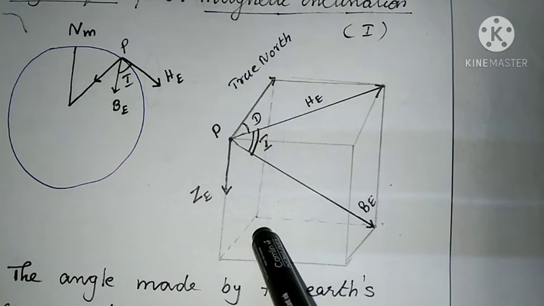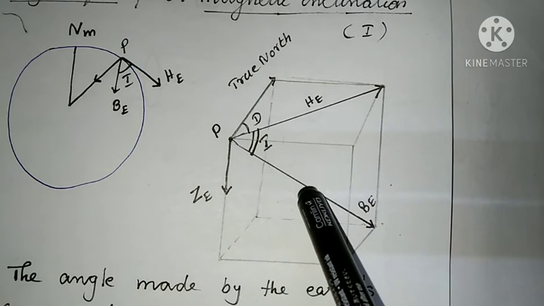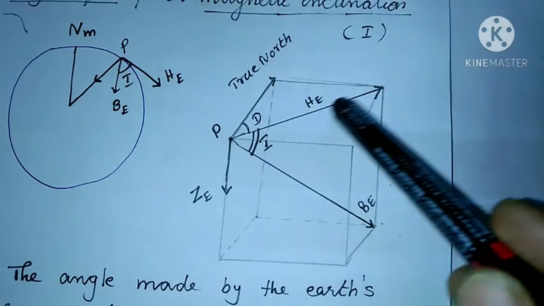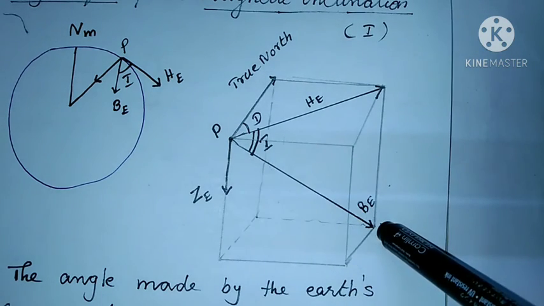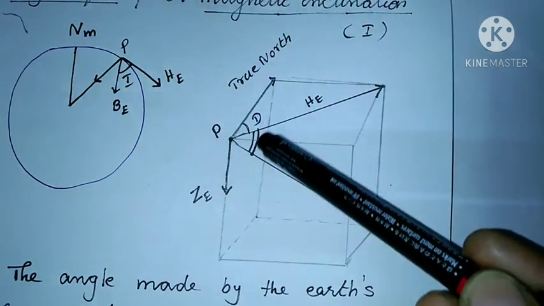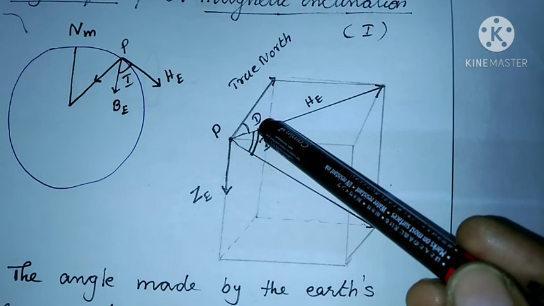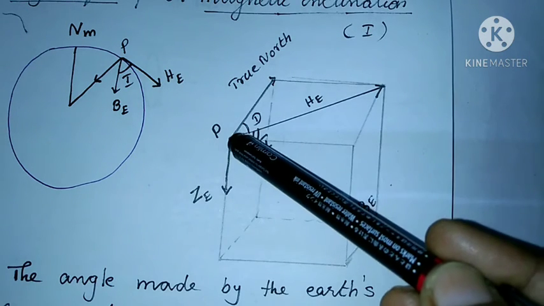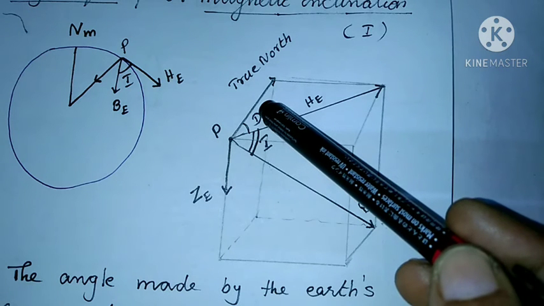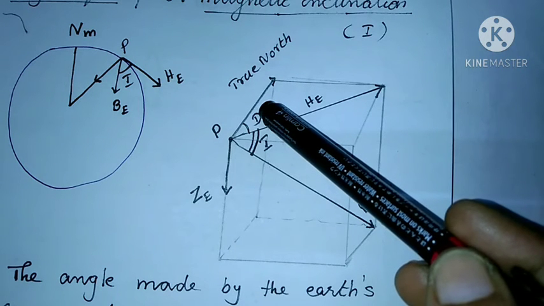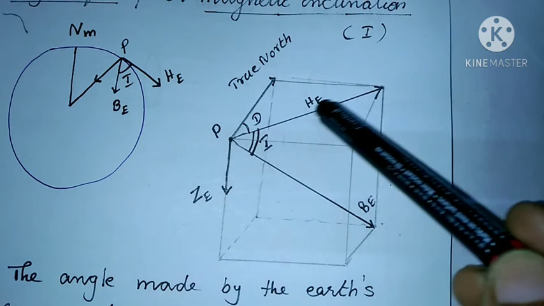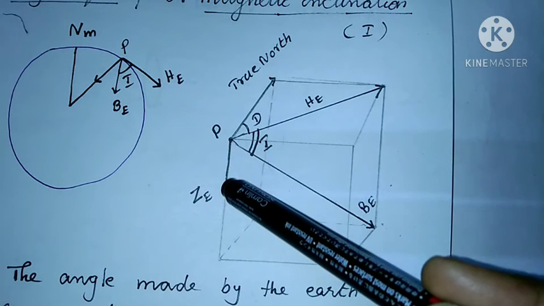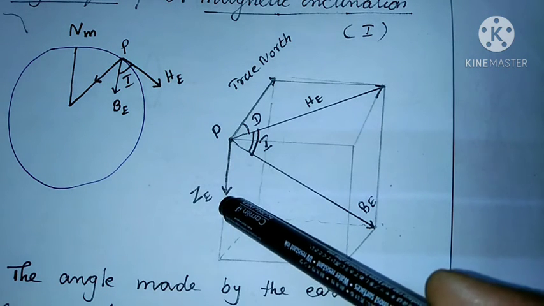This figure shows the angle of dip and angle of inclination. Here this is the true north, and the angle between the horizontal and the total magnetic field of the Earth is known as the angle of dip or the magnetic inclination. The angle between true north and magnetic north is known as the magnetic declination. Clear? If the dip needle rests horizontally, then the angle of dip equals 0. If the dip needle rests vertically, then the angle of dip is 90 degrees.